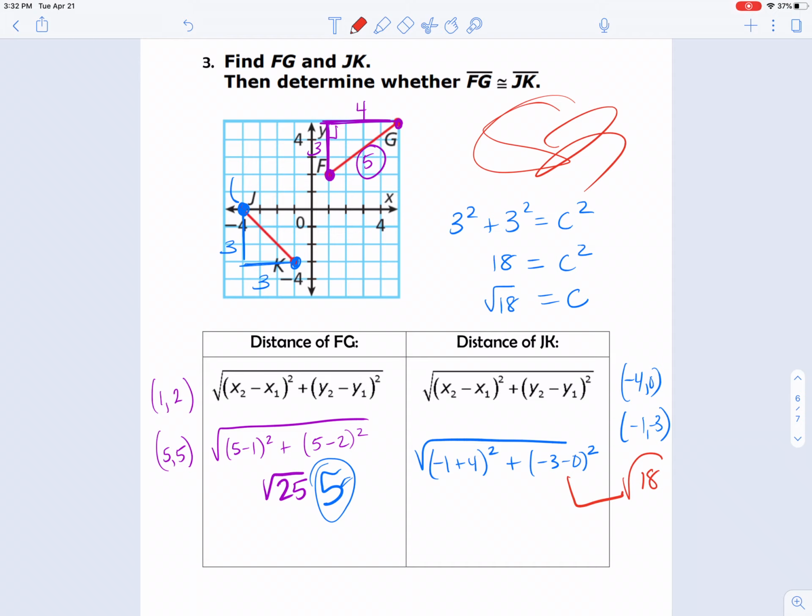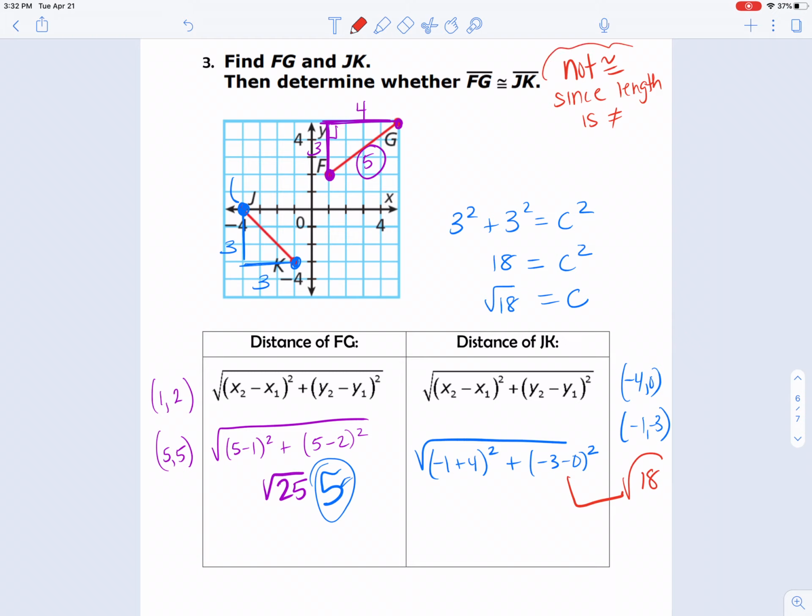And then determine if FG is congruent to JK. Since their distances are different, they are not congruent. So I could write not congruent since length or distance is not equal. Not congruent since the length is not equal.